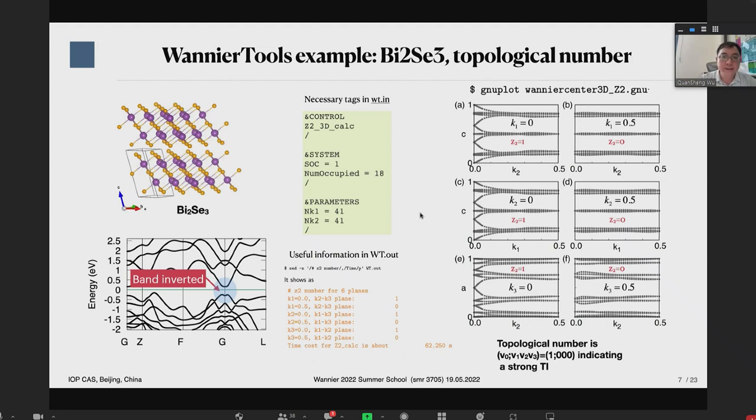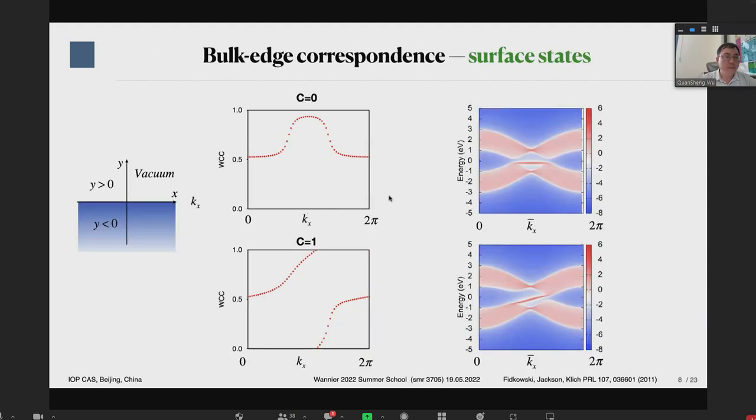Okay, and we know that if our insulator is a topological insulator, then there will be a loop, or the Wannier charge center is non-trivial. For example, here the Wannier charge center links from zero to one when you evolve the momentum from zero to two pi. This is non-trivial, and this is trivial.